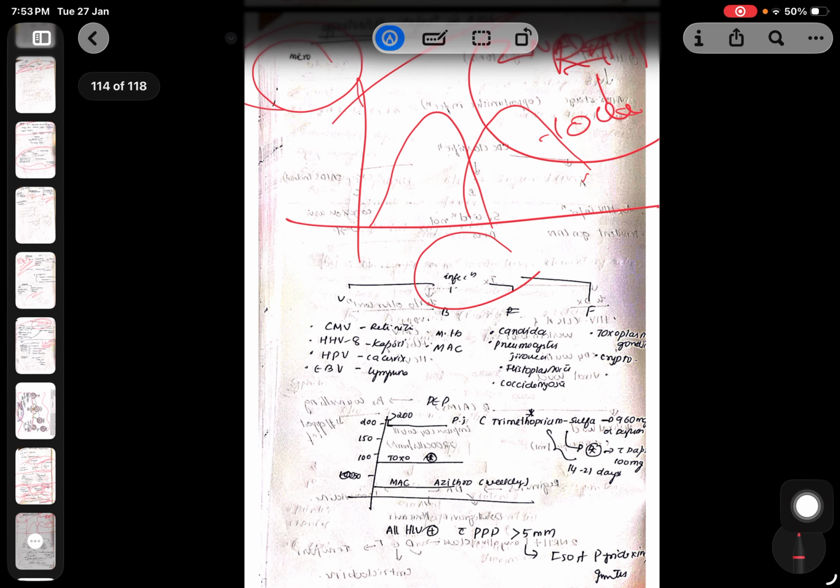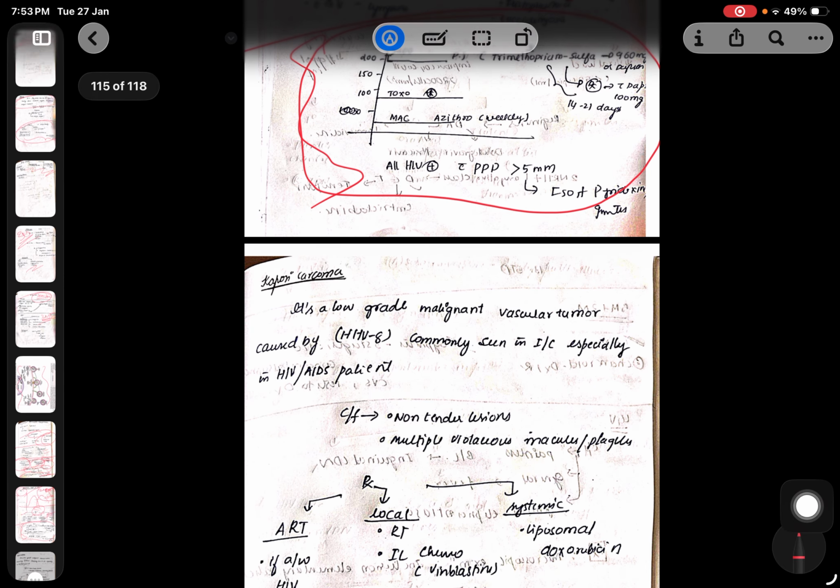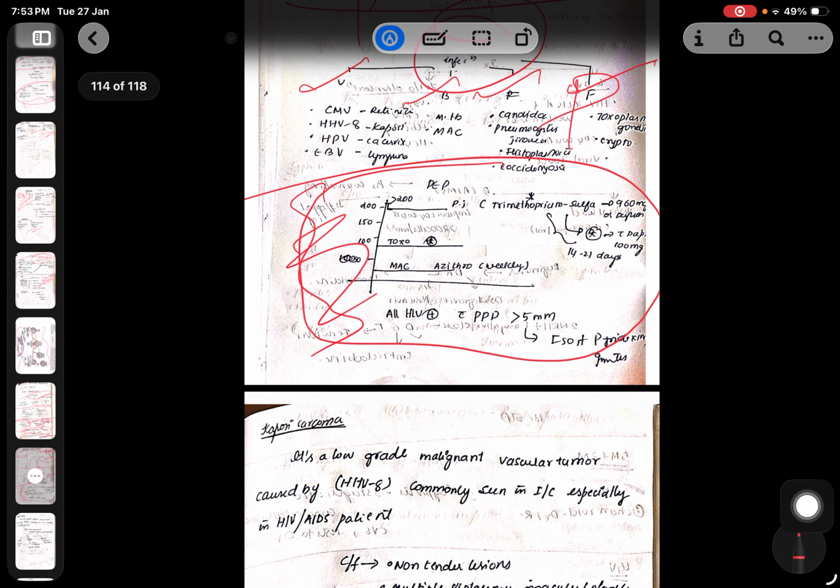Then again divided into infection: viral, bacterial, fungal and parasitic. So based on that, based on the CD4 count, make sure you write this. This is the graph which I have made. Whatever I have done, I have done. If it's from Davidson, it's from Davidson. If it's from ChatGPT, it's from ChatGPT. If it's from me, it's from me. If you want, you can write this, or you can make sure you write this. But this part is very important.